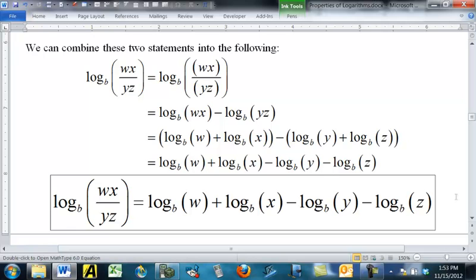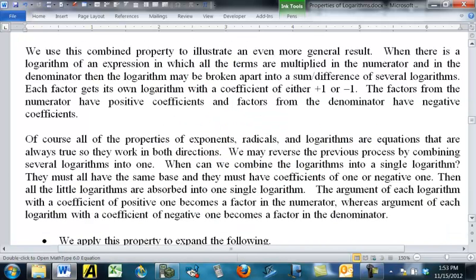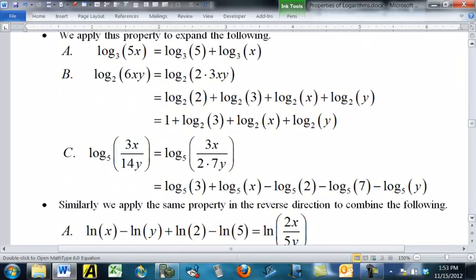We can combine all the logarithms on the right into one single logarithm on the left. But to do this, all the coefficients must be 1 or negative 1 to use this property. It really doesn't matter how many of them we have added or subtracted, as long as the bases are all the same and the coefficients are either 1 or negative 1, we can combine them all into one single logarithm. That's what all that's saying.